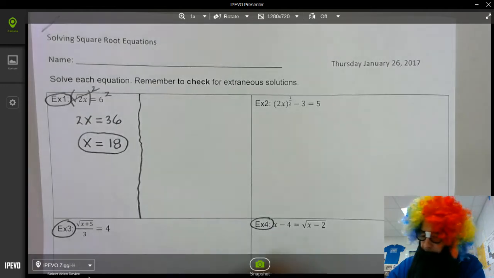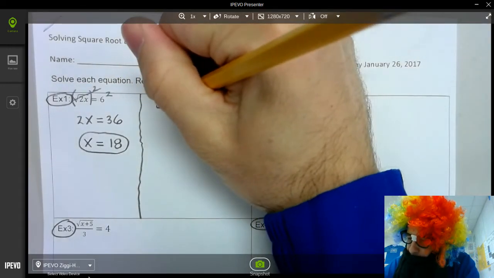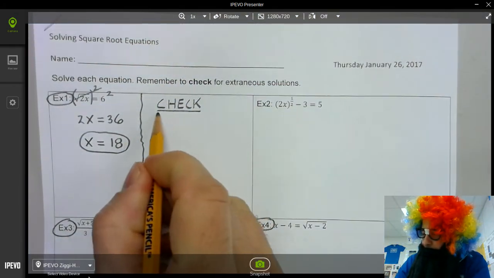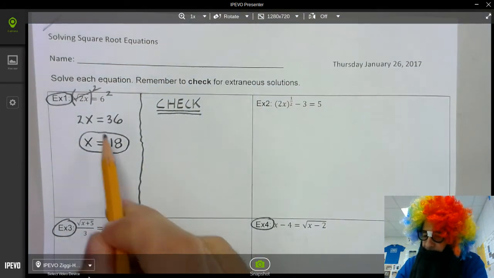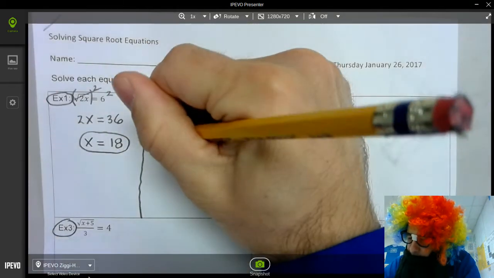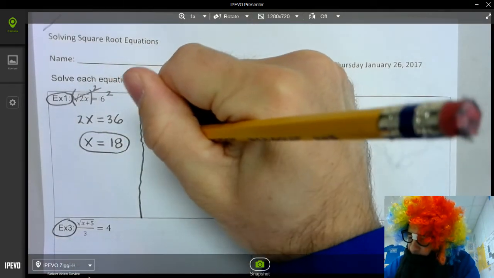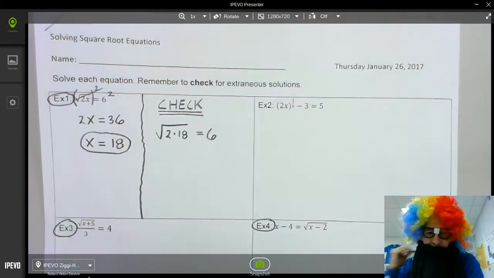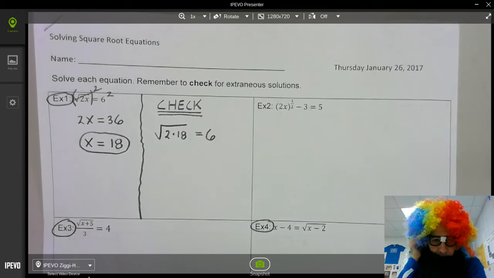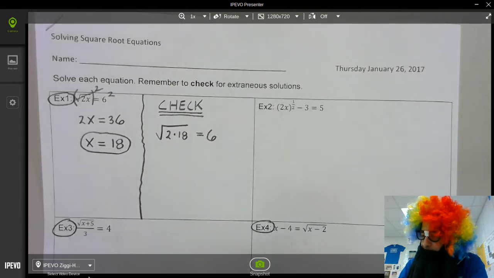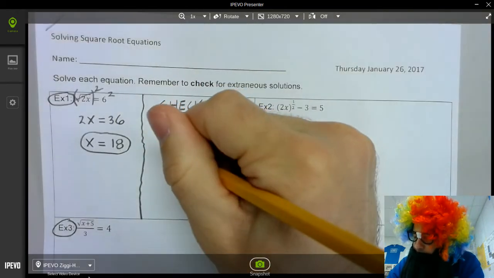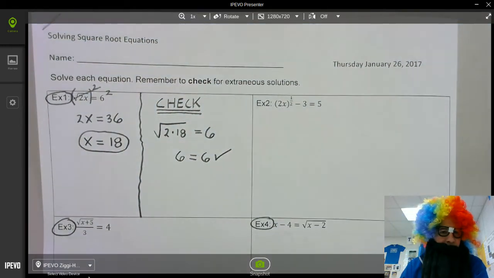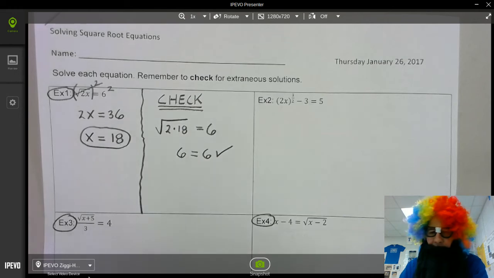In step 4, we're going to check for extraneous solutions. To do that, we substitute 18 back into the equation. You get the square root of 2 times 18 equals 6. Well, 2 times 18 is 36, and the square root of 36 is 6. So there are no extraneous solutions in example number 1, and 18 is correct.